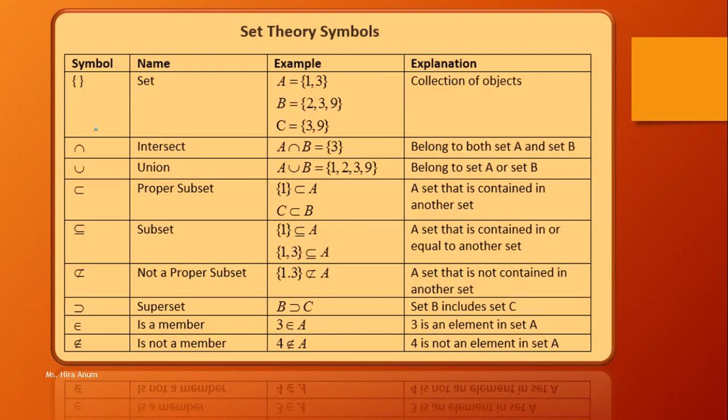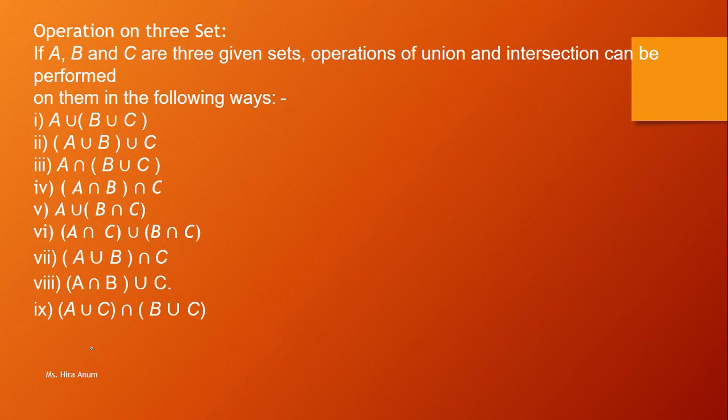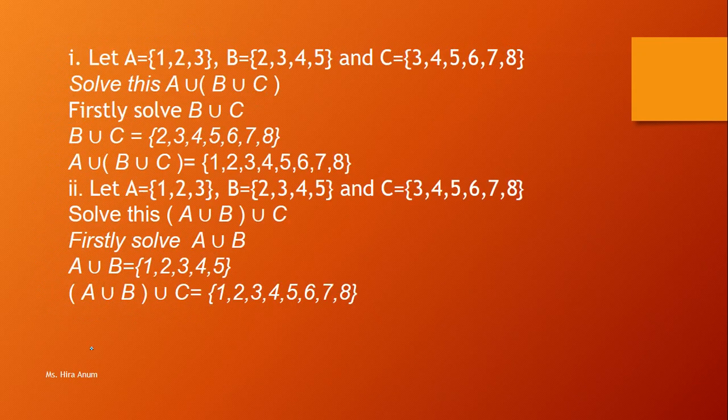Set notation is denoted like this: intersection, union, proper subset, subset, not proper subset, superset, belongs to, not belongs to. Operation on 3 sets, you can see this. You have to apply these things.